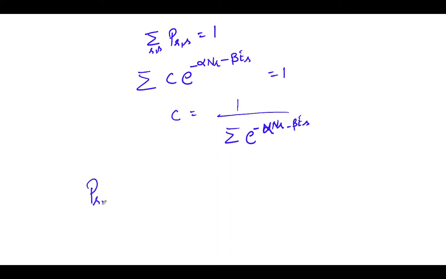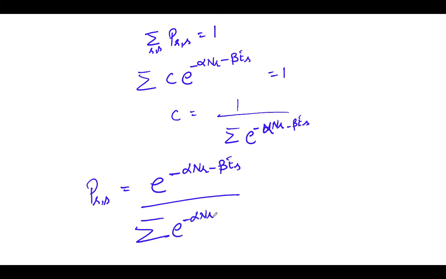So our probability density equation comes out to be exp(−α Nr − β Es) over the summation of exp(−α Nr − β Es). This denominator term is generally considered as the partition function for this grand canonical ensemble. Now let us derive the physical significance of these various statistical quantities for this grand canonical ensemble.